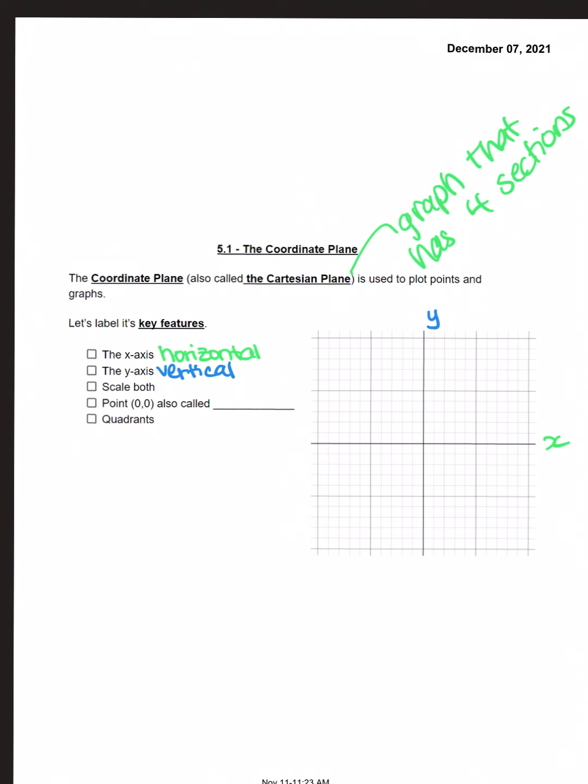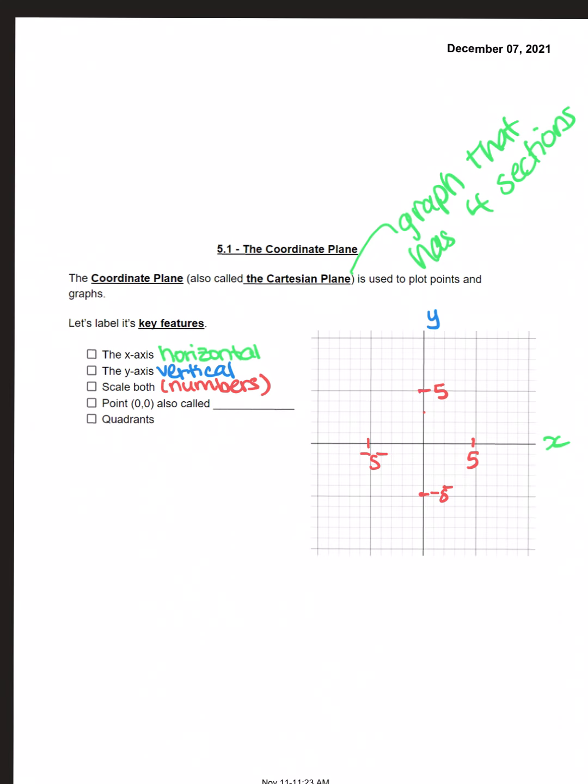I can have a scale. So a scale is just numbers on my graph. So I might say 1, 2, 3, 4, 5. Every block is 1. Okay, so every block is 1. I'm putting numbers on here. I'm letting people know what I'm counting by.